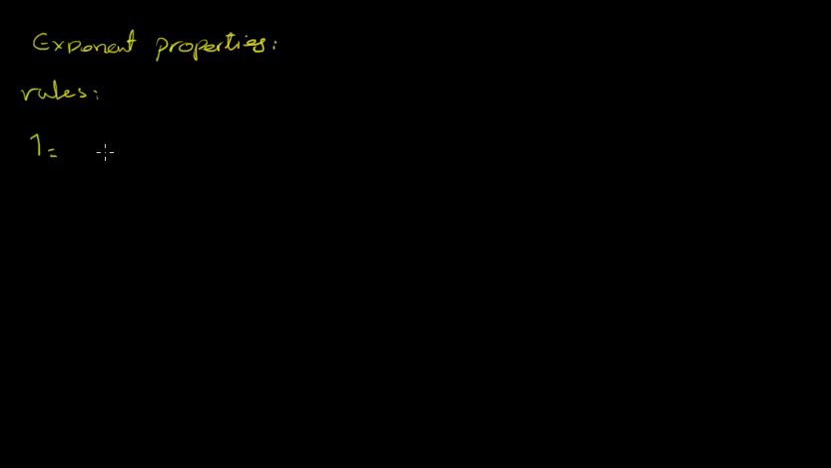Rule number 1 is called the rule of 1. Rule number 1 says any number raised to the power of 1 equals itself. Let's say we have 2 to the power of 1, it equals 2. A to the power of 1 equals A. M to the power of 1 equals M.